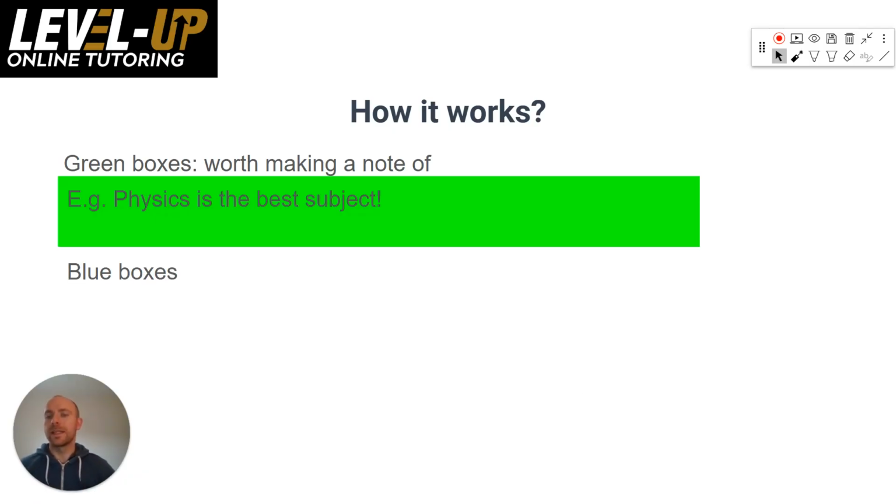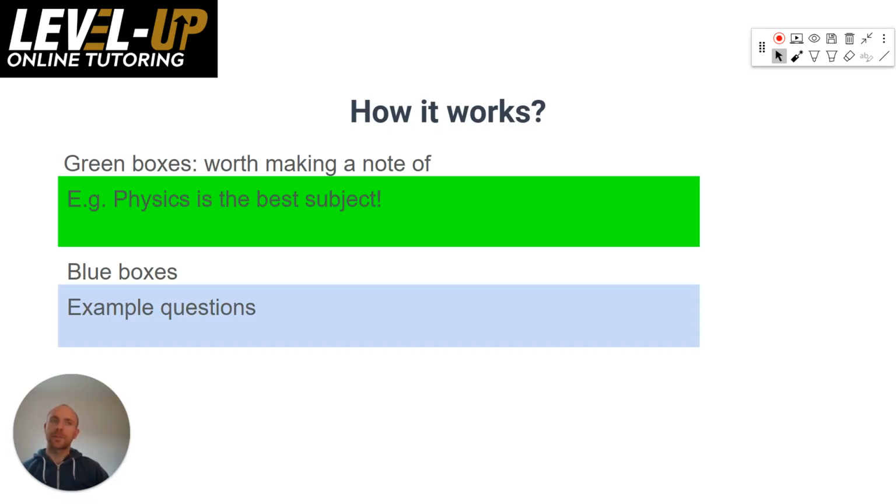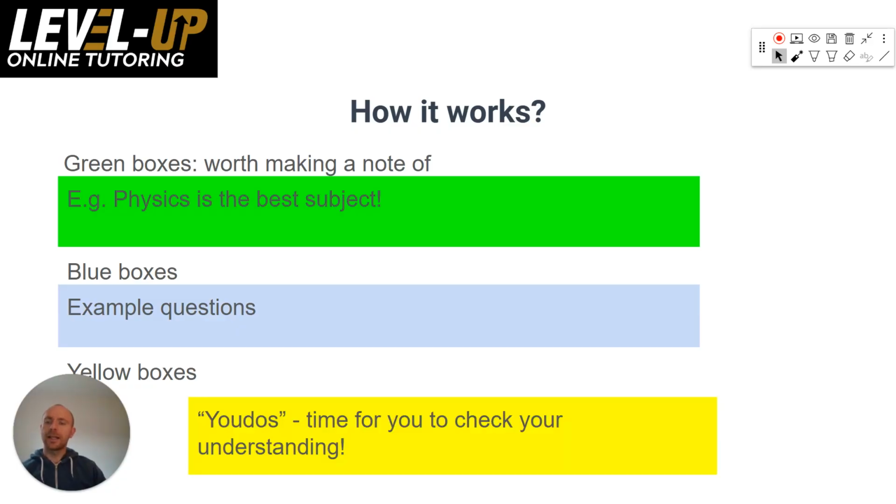Blue boxes will be the examples that I give. I will work through these examples in detail. So you might want to jot down some notes for that, or you might just want to listen and try and really understand what's going on. And then finally, the yellow boxes are the you-dos. That is time to check your understanding. That is over to you. You'll probably want to stop the video, look at the question, and really try and work out what the answer is. I will give you the answers to those, as I said.